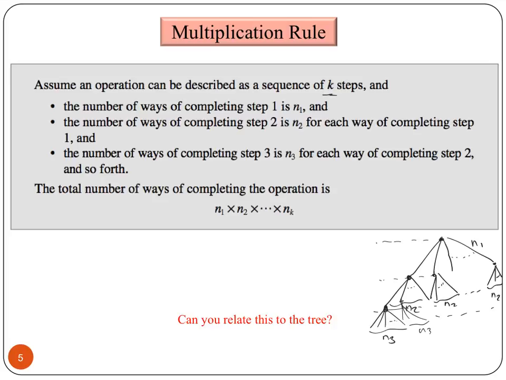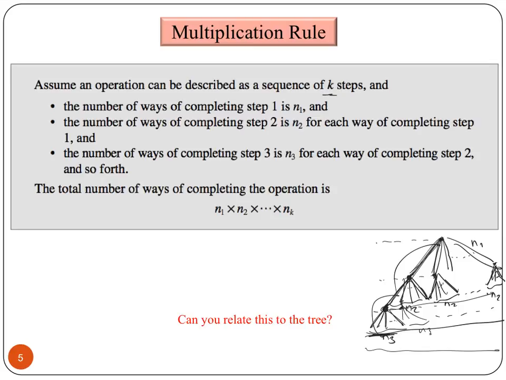Remember that we said that to count the total number of outcomes, you needed to count the leaves. If you look at how the number of leaves is produced, for each of the n1 branches, there are n2 possibilities. So up to this level it's n1 times n2. Then at the third level, for each one of these there are n3 possibilities, so the total number of possibilities is n3 times n2 times n1, and so on.